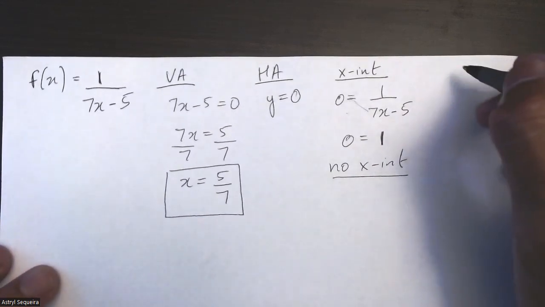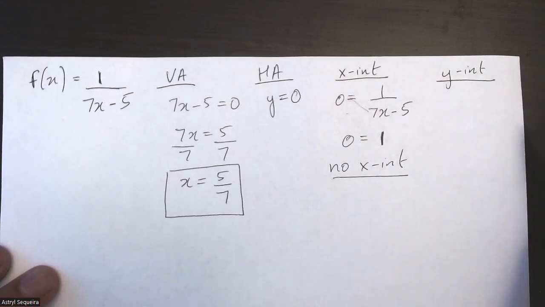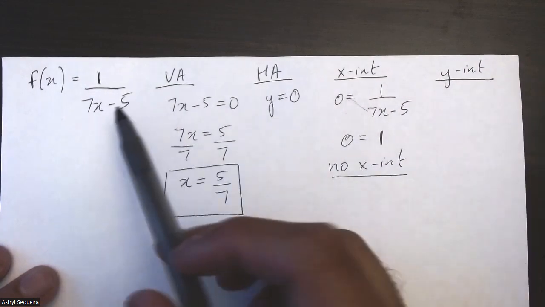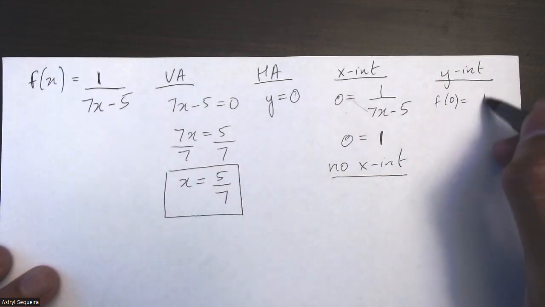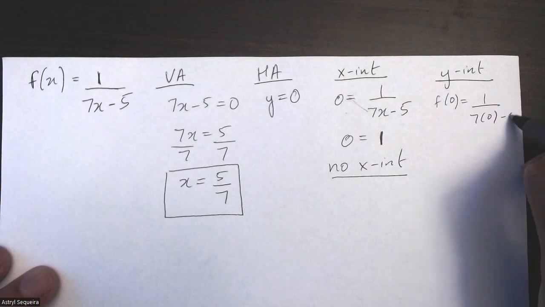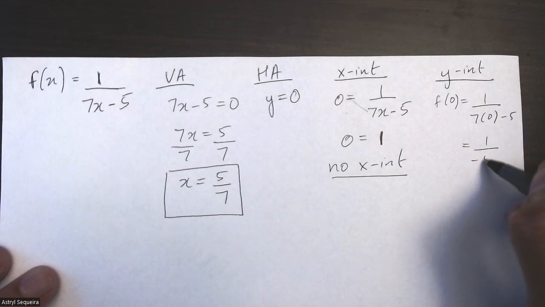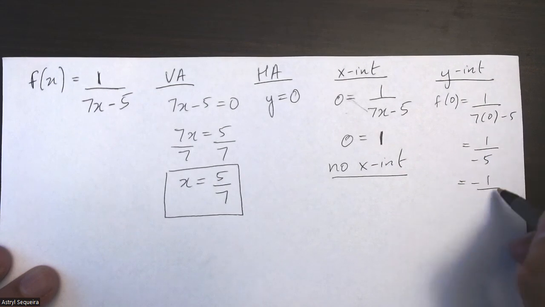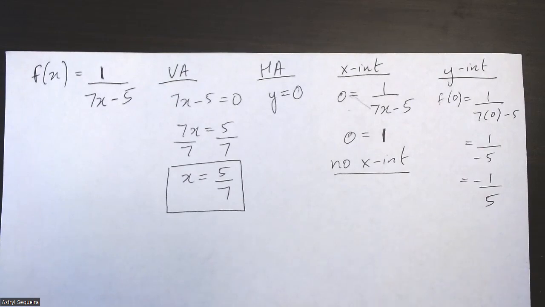And last, let's solve for the y-intercept. So for the y-intercept, I'm just going to replace x with 0. That's just 1 over negative 5, which is basically negative 1 over 5. So we've got our y-intercept as well.